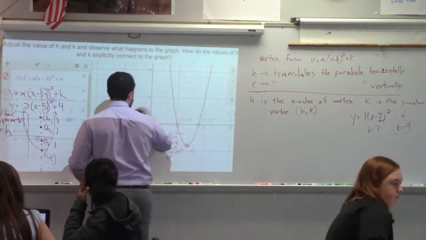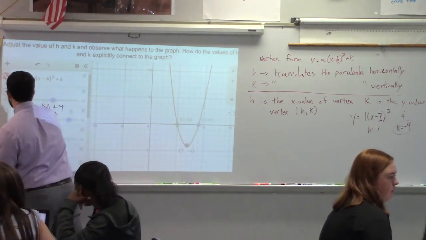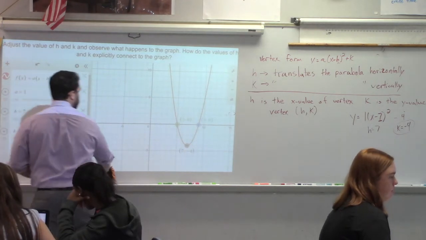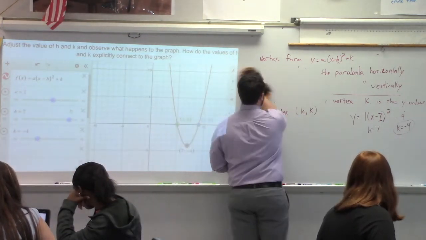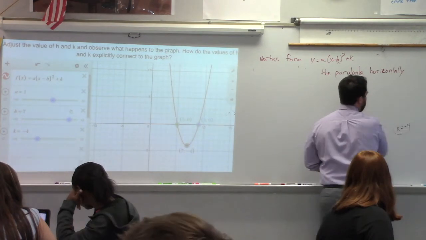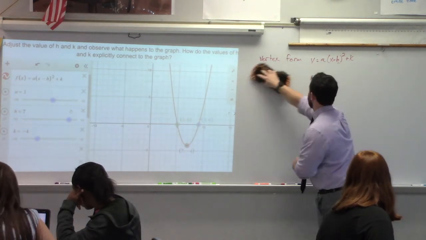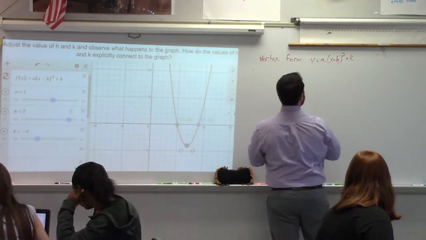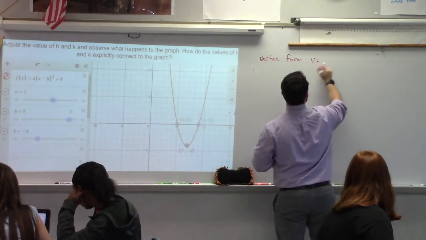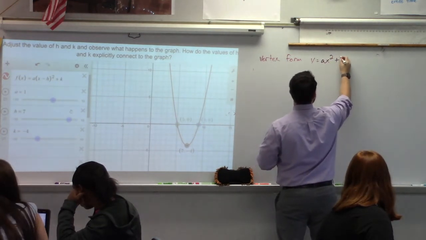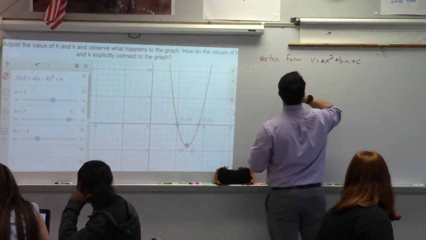And so we're going to talk about A first. In which form are we looking at right now? Standard form. And what is the equation for standard form? Y equals ax squared plus bx plus c. There you go. Okay, so I've got that standard form there.